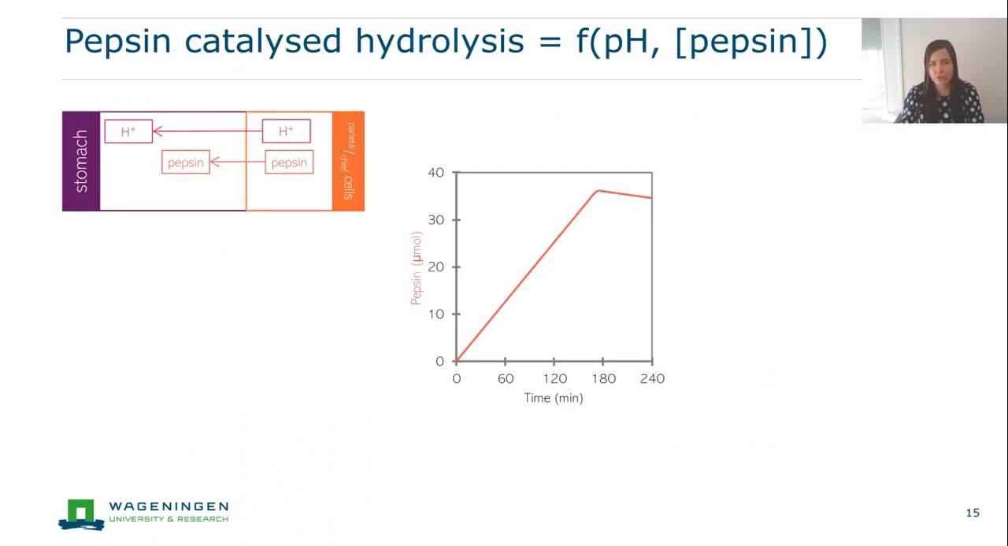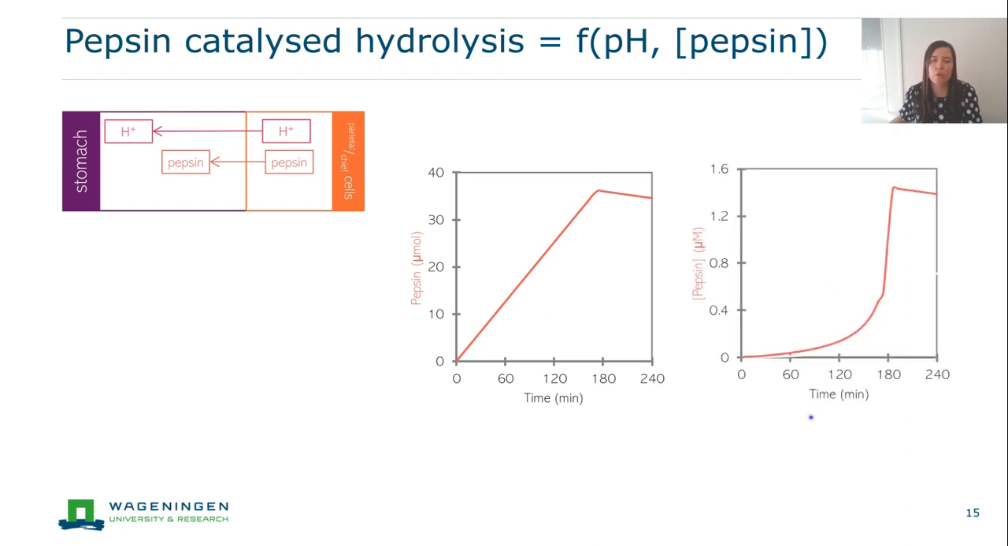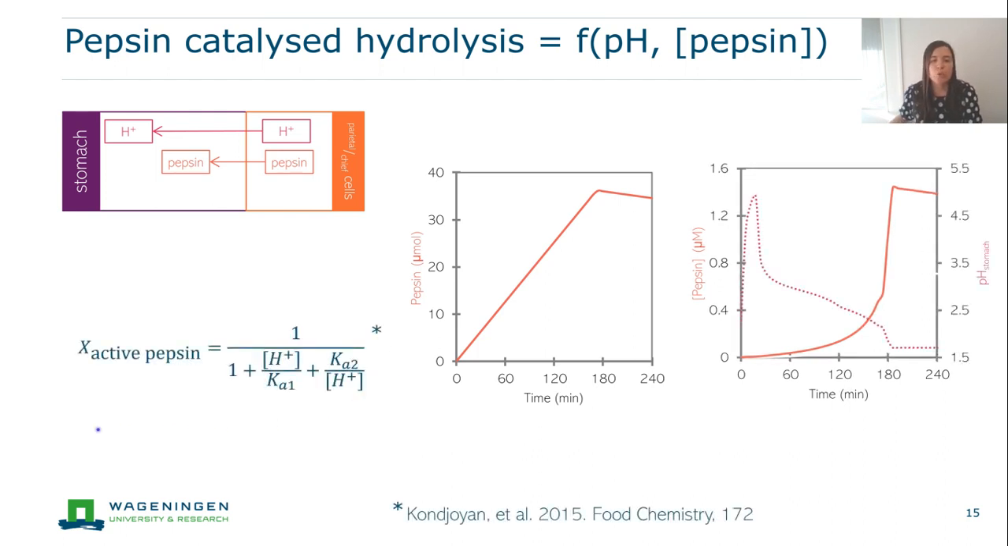Moving on to pepsin-catalyzed hydrolysis, we have defined it as a function of pH and the concentration of pepsin. With the secretion of gastric juice also comes pepsin. Thus, the pepsin amount, the size of the pool in the stomach, increases over time. If we translate this to concentration, we can see this sharp increase, and this is explained by this increasing pepsin amount in the stomach, but also by the reduction of gastric volume that we have discussed before.